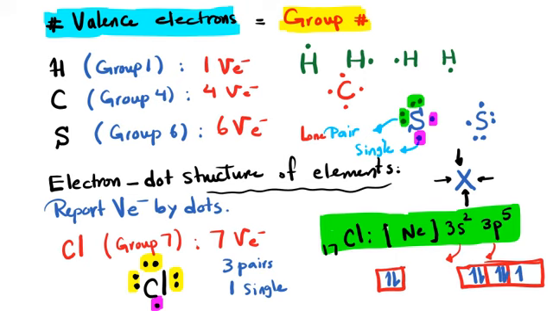Please look here. If we look at this, we have 1, 2, 3 pairs of electrons, and we have only one single electron. And you see the single electron here. So I just wanted to show you that the electron dot structure is going to represent the number of valence electrons based on the electron configuration. So that is one of the advantages of this method.